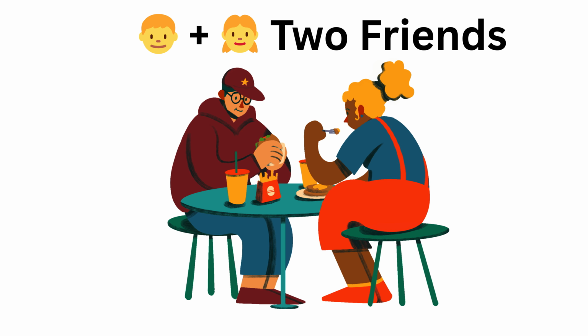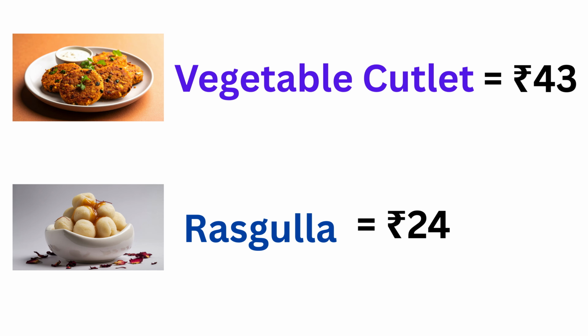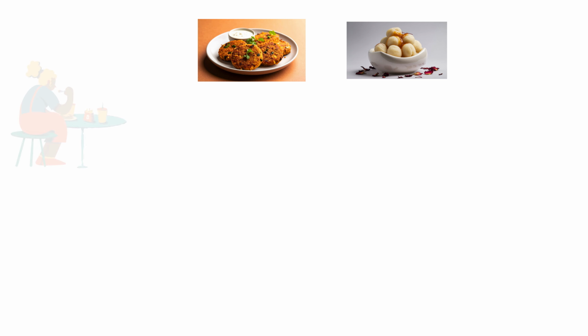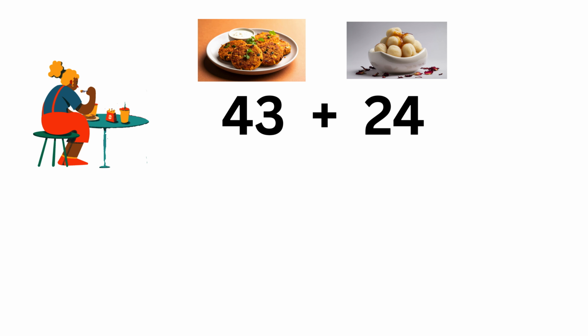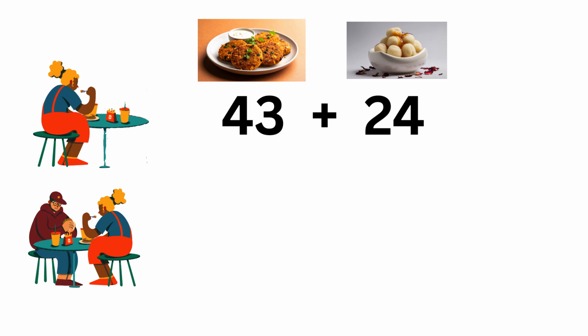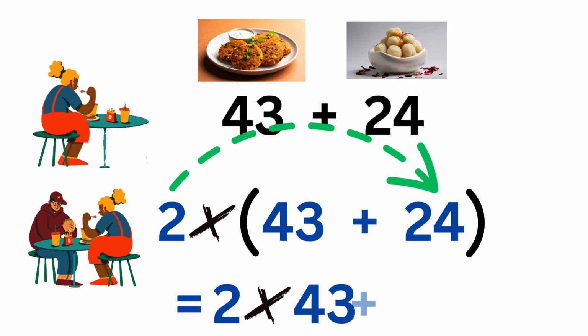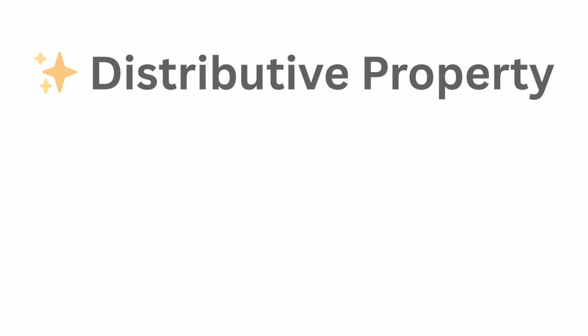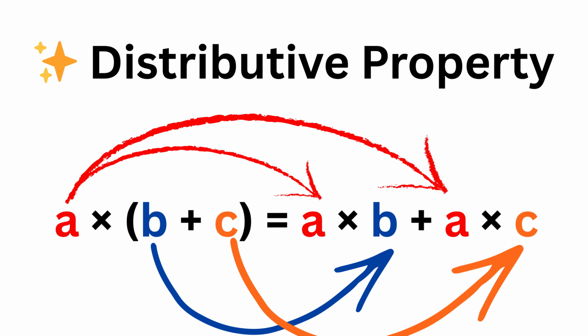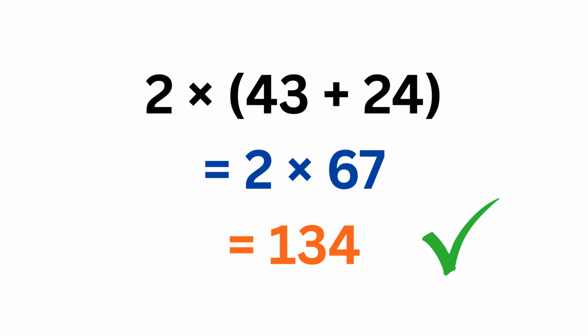Suppose two friends order the same food. Each person buys a vegetable cutlet costing 43 rupees and a rasgulla costing 24 rupees. The expression for one person is 43 plus 24. For two people, 2 into brackets 43 plus 24. We can also write this as 2 into 43 plus 2 into 24. This idea is called the distributive property. It helps us simplify calculations.